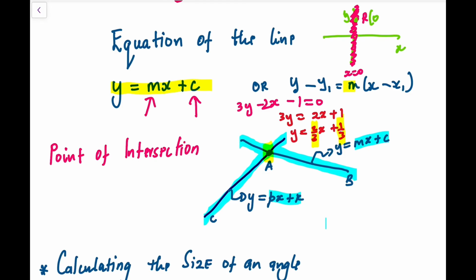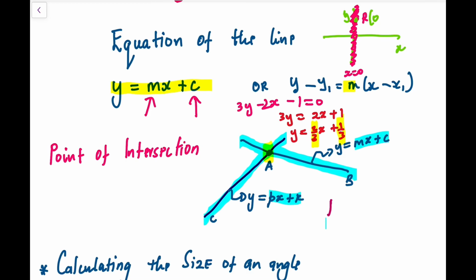But you can find the equation of AC, and you can find the equation of AB, and A is the point of intersection. So you find these two equations and then equate them. If you equate them, you will be able to find the coordinates of A, which is the point of intersection.